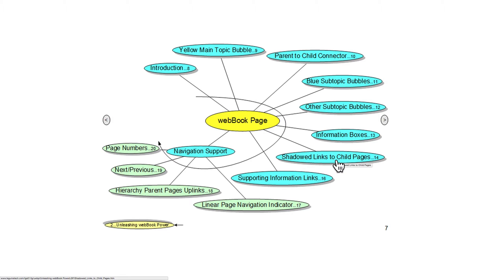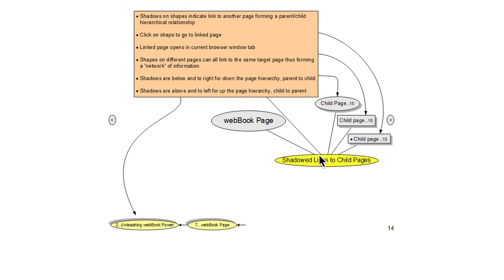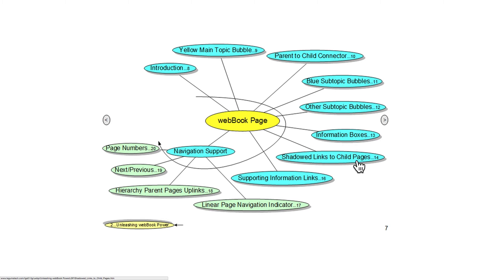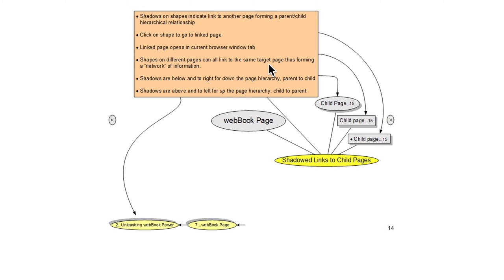Probably the most critical thing about a web book is this concept of shadowed links. When you see a shadowed link, as you see here, this shadow means that there is drill down there. There's a parent-child relationship, and this is how you navigate down that relationship. You click on that shape to get there. It opens in the current browser tab, so you're not jumping someplace else. The shapes on that page can link to other pages, and this is how you get this network of pages. So it's not necessarily in the hierarchy. It can go throughout the network.